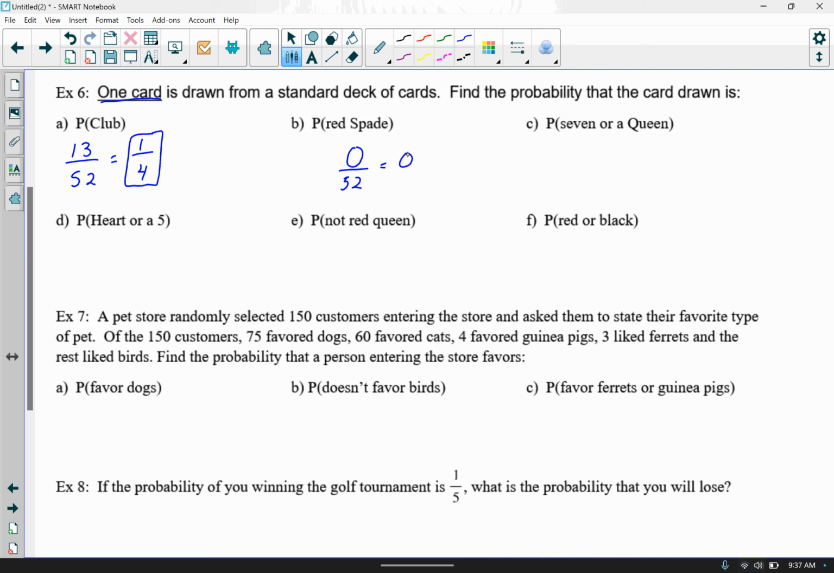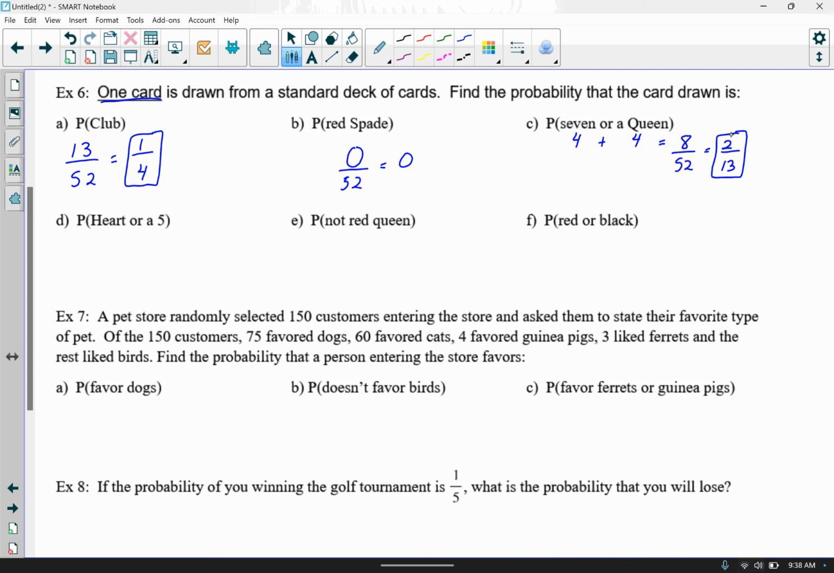So as long as, like I said, with the same thing with the or here, one or the other or both, just don't overcount. Okay, so how many 7s do you have in your deck? Hopefully you agree, there's 4 of them. How many queens are in your deck? Also 4 of those. So add that together, you got 8 total cards out of 52. Reduce, you can divide them both by 4. We get 2/13. Final answer.